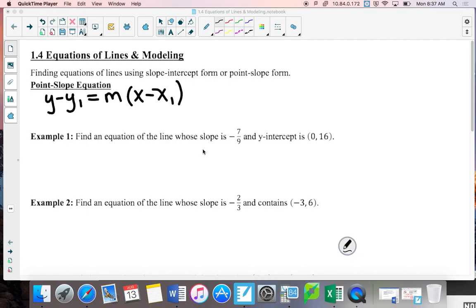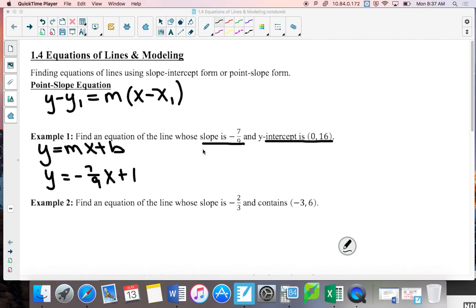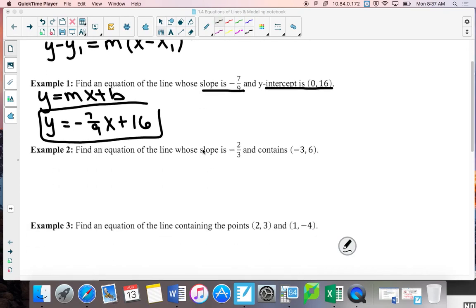So on example number 1, we want to write the equation of a line. We know a slope. We know a y-intercept, so it's going to be most beneficial to use slope-intercept form. Just substituting in the pieces that we know, that would be the equation of that line. On example number 2, we have a slope and we have a point. So I would go with point-slope form.